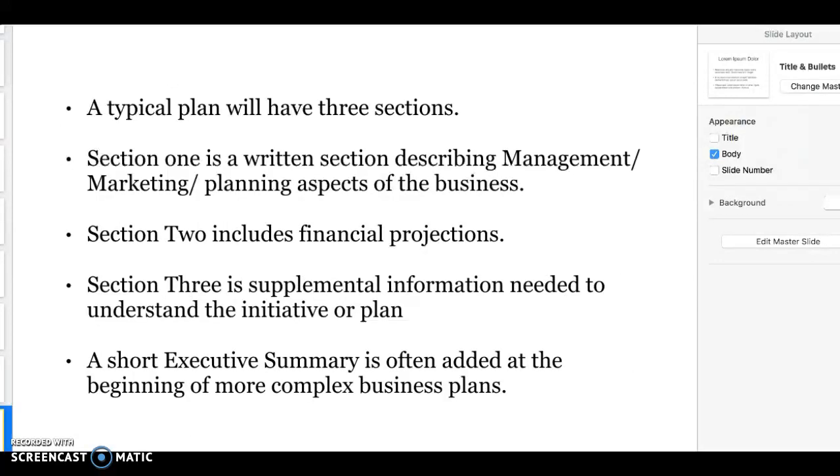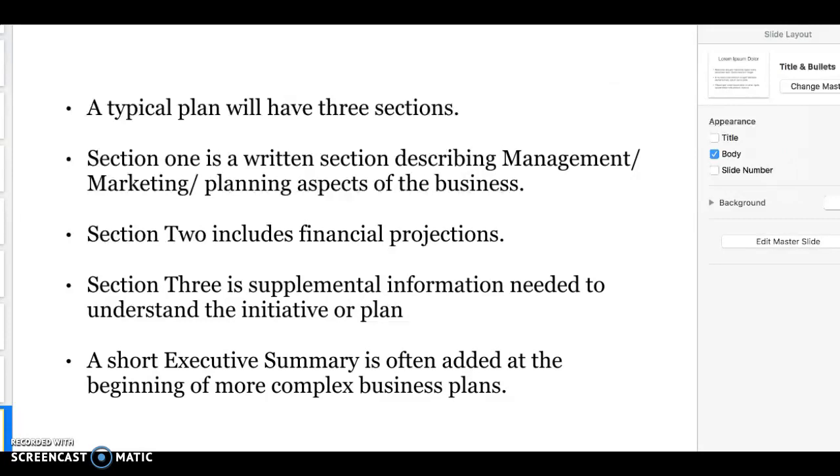So a typical plan has 3 sections. You can look at some of the examples that I've included online, but I didn't want to include a ton. I don't want you to feel like you have to have that format. Typically, the first section is a written section. This describes the management and marketing and planning materials of the business. I would say it definitely gives a good outline to what's going on.